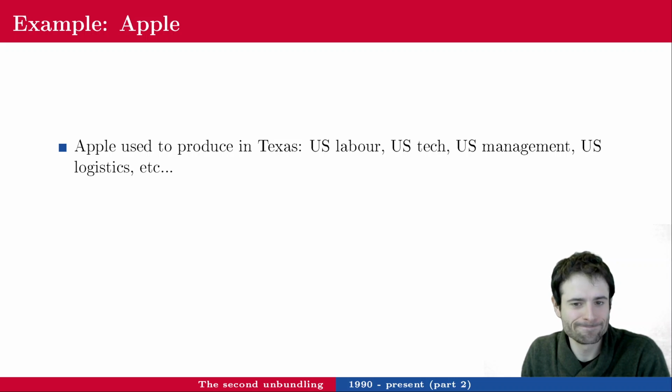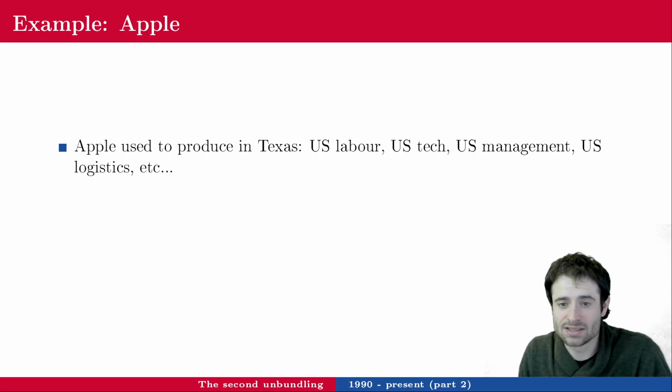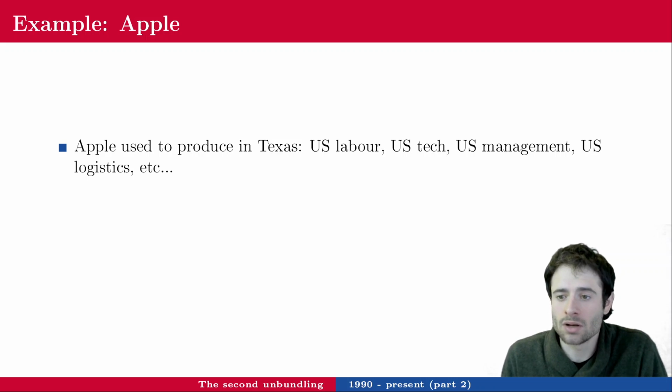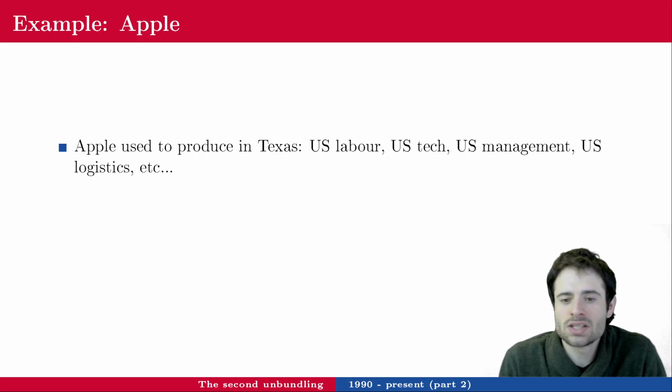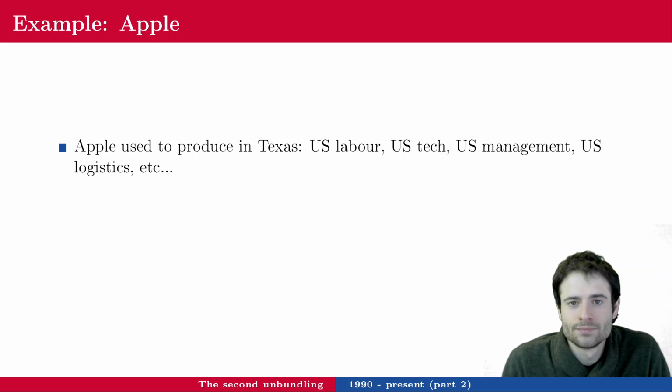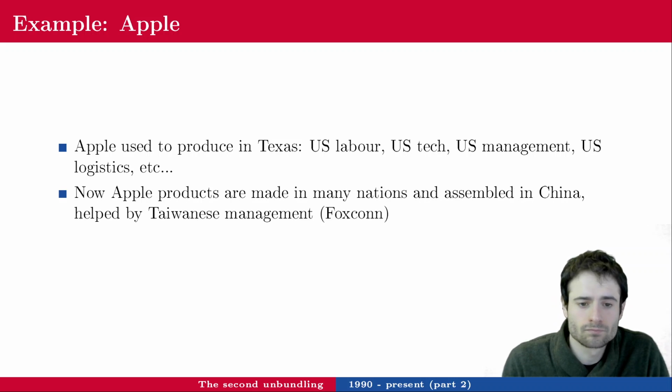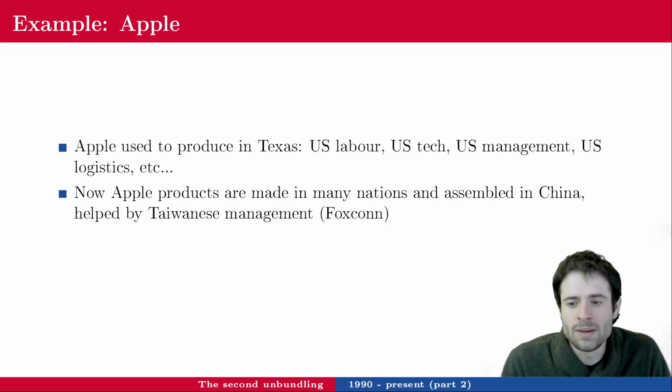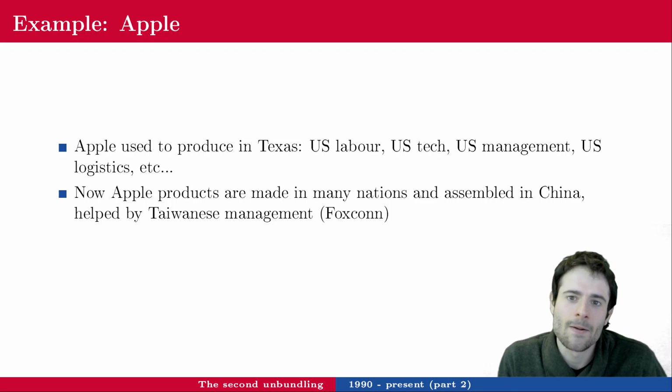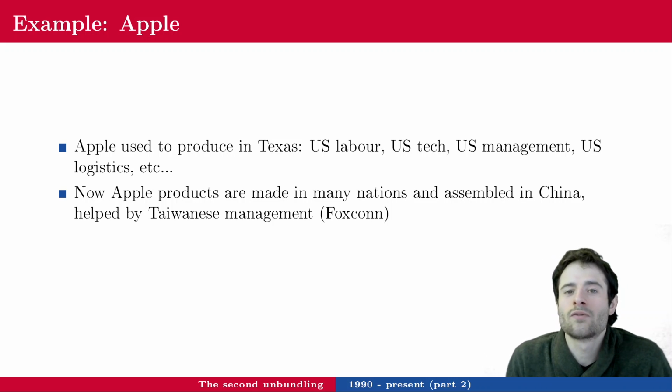Why not, eh? So Apple used to produce in Texas. It was American labor, American technology, American management, American logistics, marketing, and so on. So back then, they probably had the label made in the US on their tags. Now, they are made in many nations, assembled in China, held by a Taiwanese management company, Foxconn. Although China and Taiwan are not buddy-buddies these days, I think China doesn't mind having Taiwanese companies on their soil since it's also good for their business.